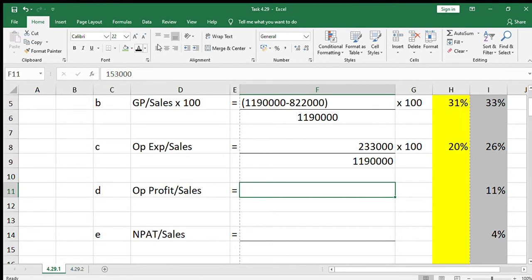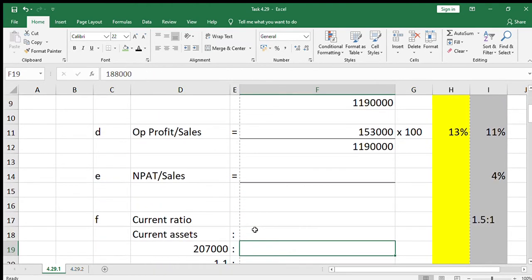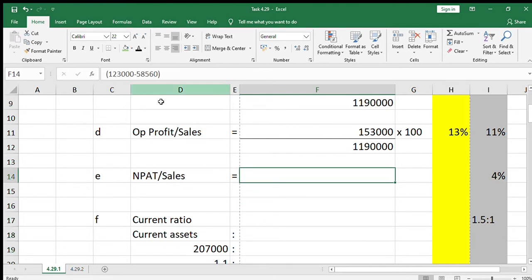Operating profit is being given to us in the income statement, 153,000 divided by 1,190,000, and multiply your answer by 100. That will give you the answer of 13%. Okay, next one, net profit after tax on sales. So it's net profit after tax divided by sales.